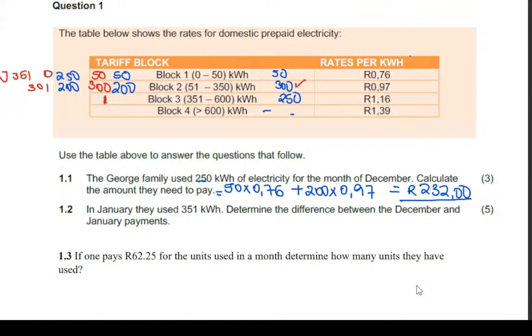Okay. So the 50 that you have here has to multiply with this number. The 300 you have here multiplies with this number. And the 1 unit you have here has to multiply with this number. Let's do that very fast. 50 times 0.76 plus the 300 times the 97 cents plus our 1 times 1 rand 16 cents. Multiply everything as you add.